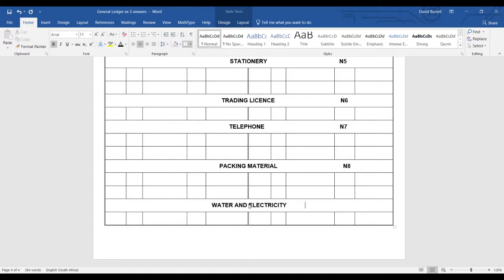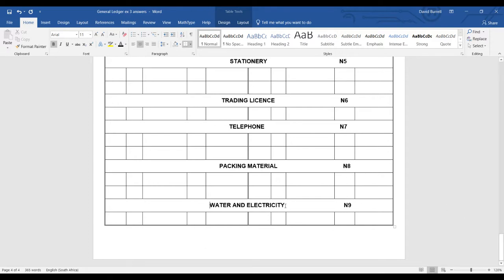Then we would make that N9. That's what number I gave it earlier. And align this nicely. We generally have the account's name sort of centered over there, the water and electricity, and then the folio number a little bit further along, matching the folio column. Okay, so that looks absolutely fine.